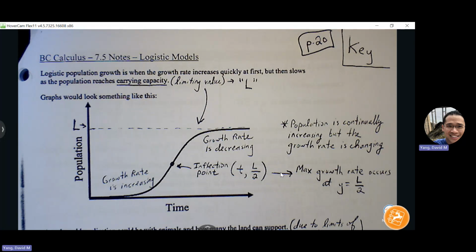And visually, this is the inflection point, right, where concavity changes from concave up to concave down, or vice versa. But for our case, it'll always be from concave up to concave down. Your inflection point is going to be where your max growth rate occurs. Okay. And your max growth rate is always going to have a y value of your limiting capacity or your limiting value divided by 2.